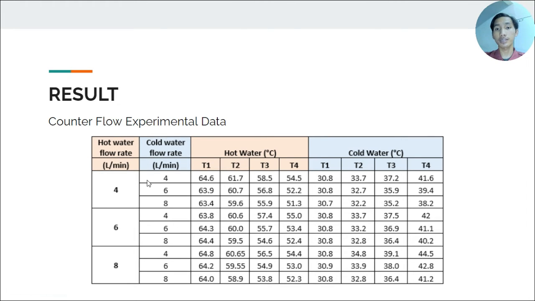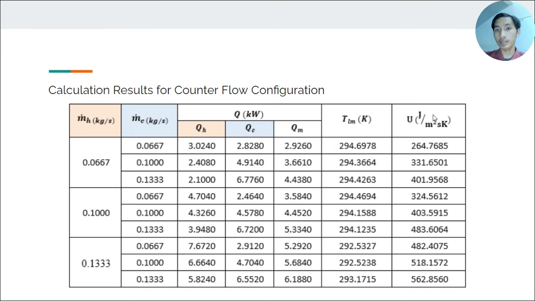The value is just the same as the parallel flow data, and this is the temperature of hot and cold water, but this value varies from the parallel flow data.